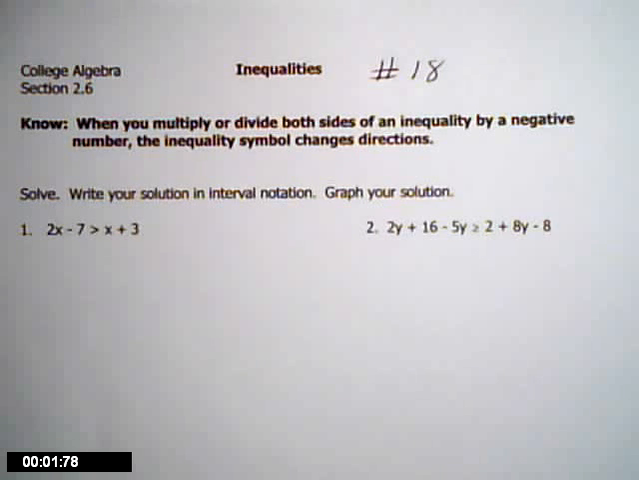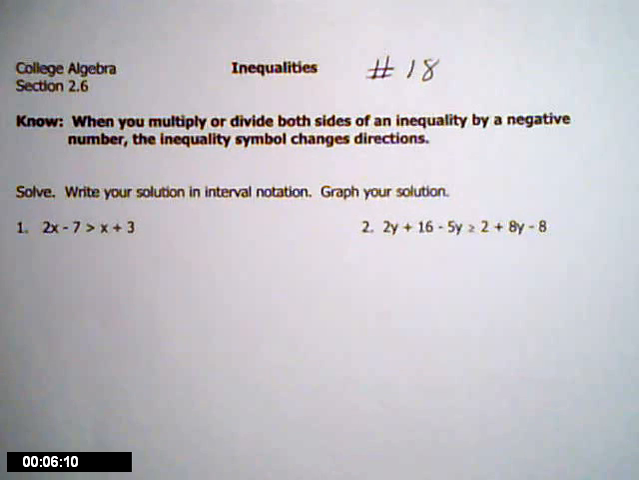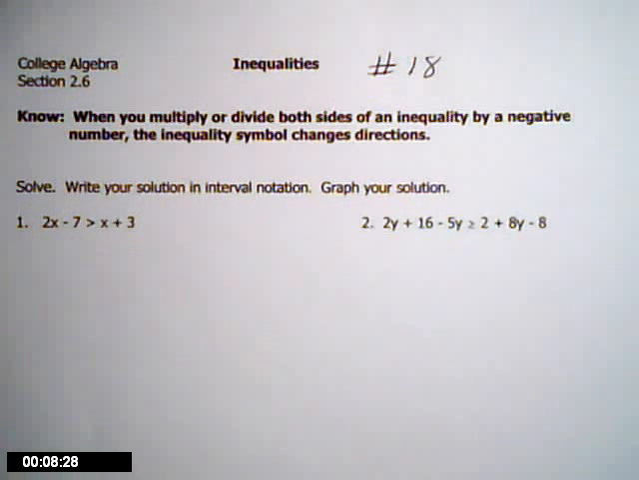This video covers section 2.6 and it's number 18 on your My Math homework. There's one rule that you need to remember. We're going to solve these just like we did when we solved linear equations, and we're going to move variables to one side or constants to the other side. But anytime you multiply or divide by a negative, you're going to flip your inequality sign. You're going to change the direction.